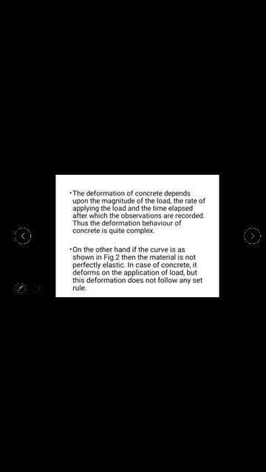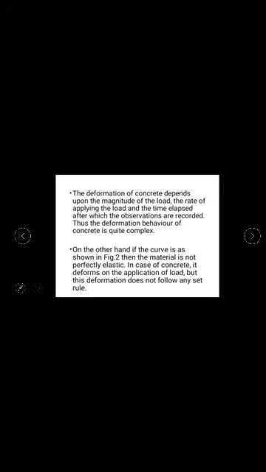And so as I have just told you, the deformation of concrete depends upon the magnitude of the load, the rate of application of the load, and the time elapsed after which the observations are recorded. So the deformation behavior of concrete is quite complex, and you have seen in figure 2 in the previous slide that the material is not perfectly elastic. So in case of concrete, it deforms on the application of the load, but this deformation does not follow any set of rules.